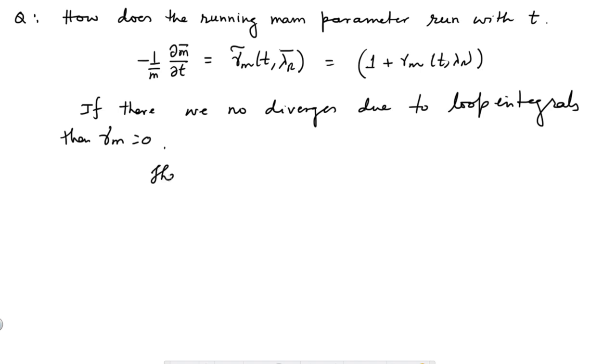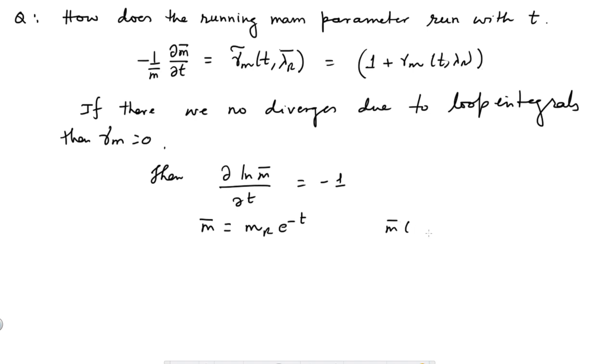In that case, del log m bar over del t will be minus 1. Here gamma m is 0, you have 1, so taking that minus sign to the other side gives you a minus 1, and 1 over m bar del m bar, that's del of log m bar, that's what I have done here. Now you can integrate this and you get m bar is equal to m r e to the minus t, where I have used the boundary condition m bar 0.